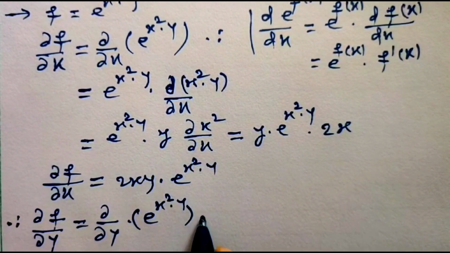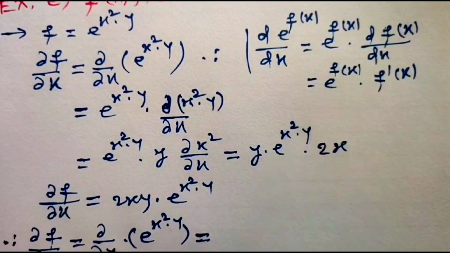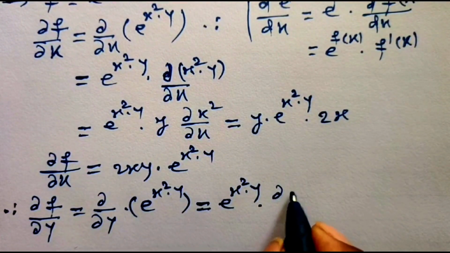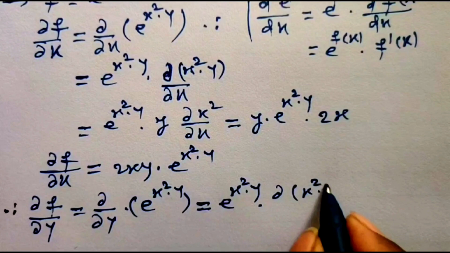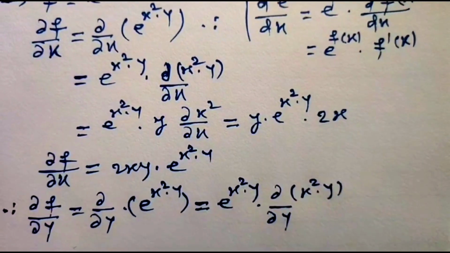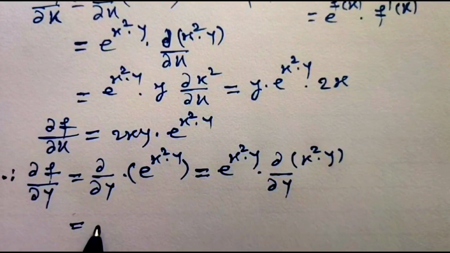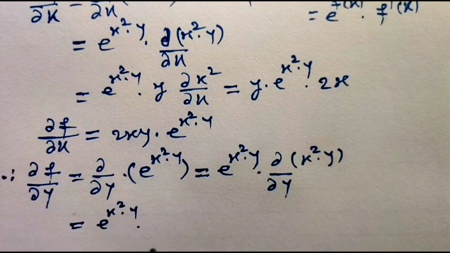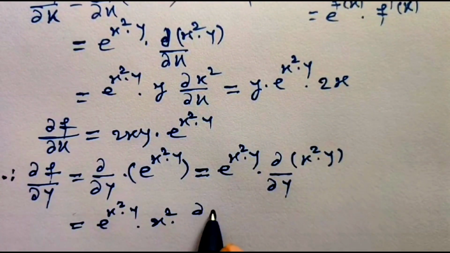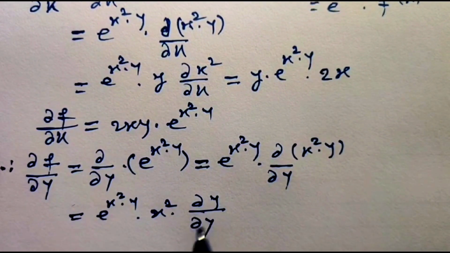So this can be written as the exponential function as it is, using the previous formula, into the derivative of the power of e, that is the derivative of x square y with respect to y. The derivative is with respect to y, meaning considering x as constant. So this can be written as e to the power x square y into, we are differentiating with y, so x square into the partial derivative of y with respect to y.